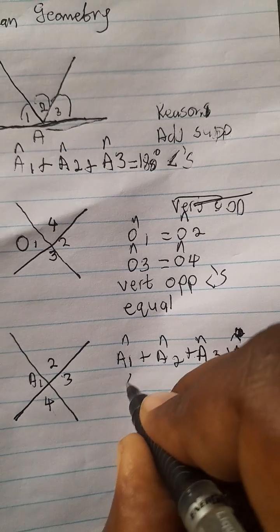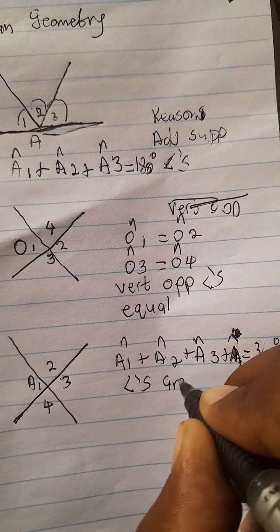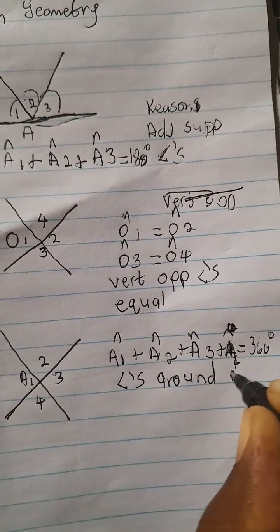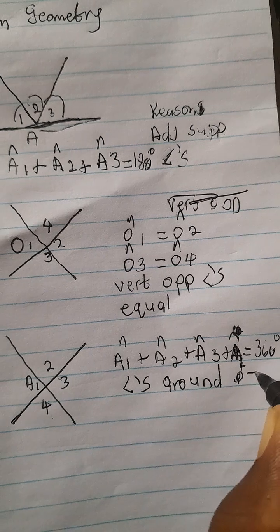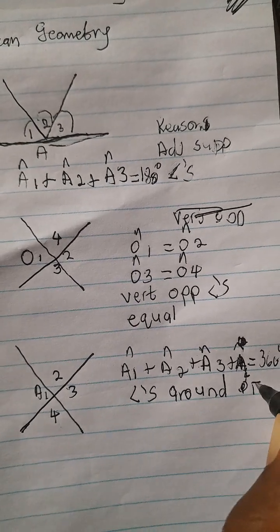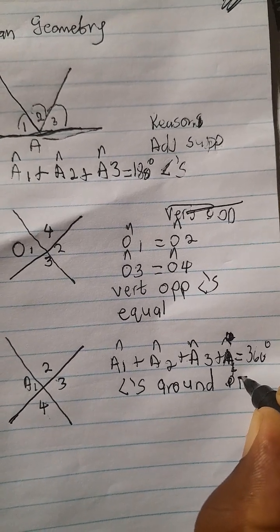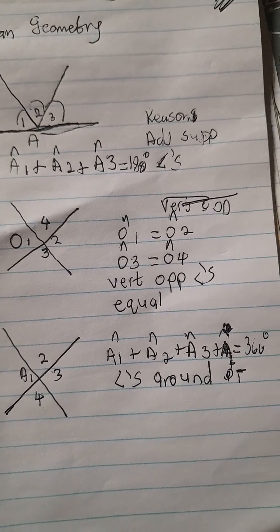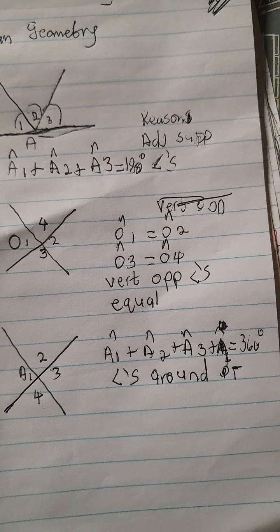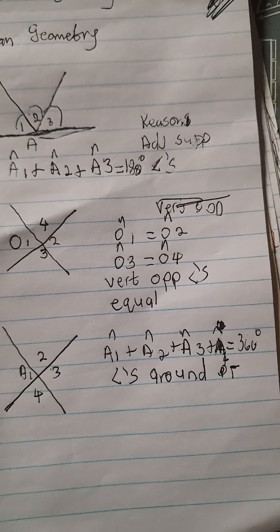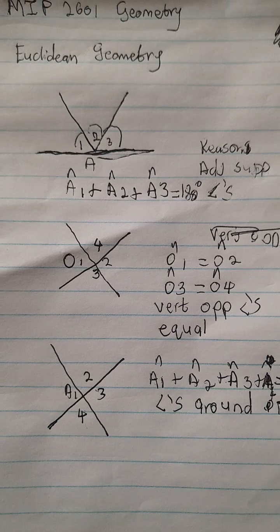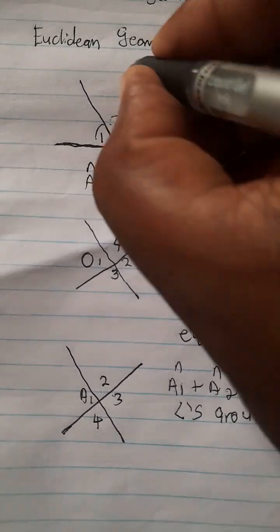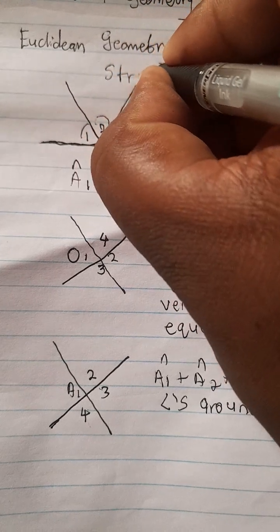So the reason is angles around a point, PT. You may ask yourself why Mr. Richard says PT. These are angles around the point, PT, whenever you write the reason. So these are angles around a point, they add up to 360, or they sum up to 360. I hope Mr. Richard is making sense. This is how the straight lines work, actually.